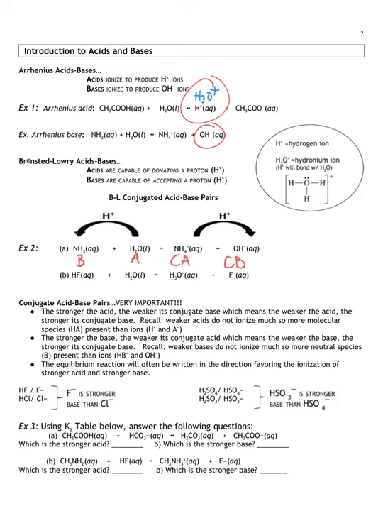So let's go ahead and identify. Before I identify, I'm going to put the arrows to show how the proton is being transferred. So it looks like H plus is being transferred from the HF to the water. And then if I go backwards and look at the products, it looks like the hydronium ion is going to transfer a hydrogen ion to the F minus.